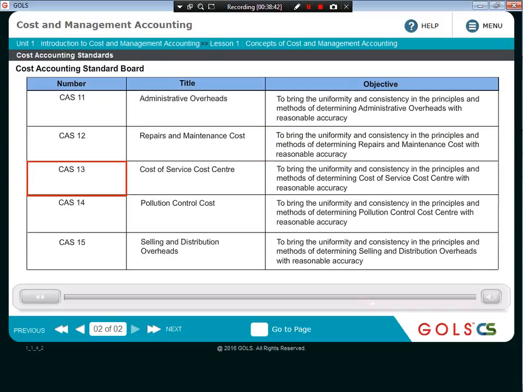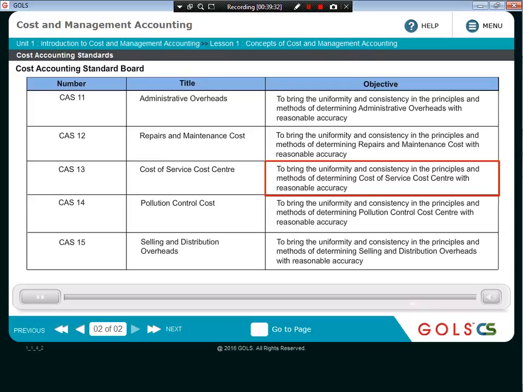Cost accounting standard 13 relates to the cost of a service cost center. In an organization, whether it is a manufacturing organization or a service organization, there will be a service cost center. It means one which provides services to the other departments. In every organization, there will be a canteen, a staff welfare, and what we can say a recreation center. Now these centers, a canteen, recreation center or staff welfare center, are nothing but service cost centers, which are providing services to the other departments. You have to see that there should be uniformity and proper consistency followed for the purpose of arriving at the service cost center cost for the purpose of ascertainment with reasonable accuracy.